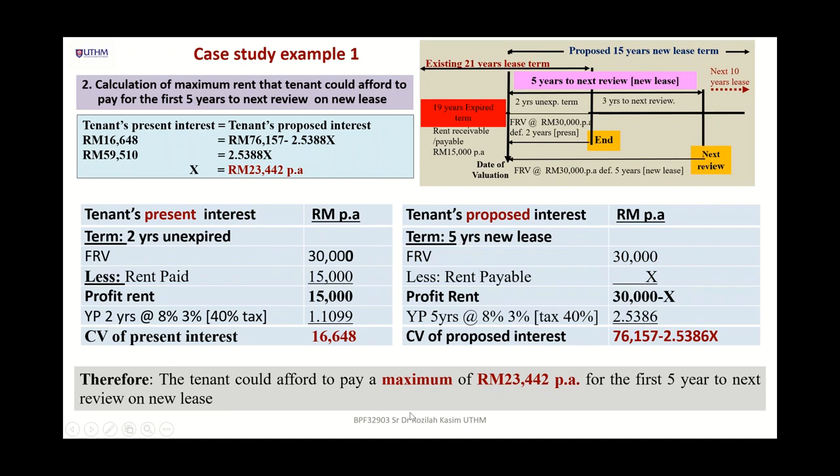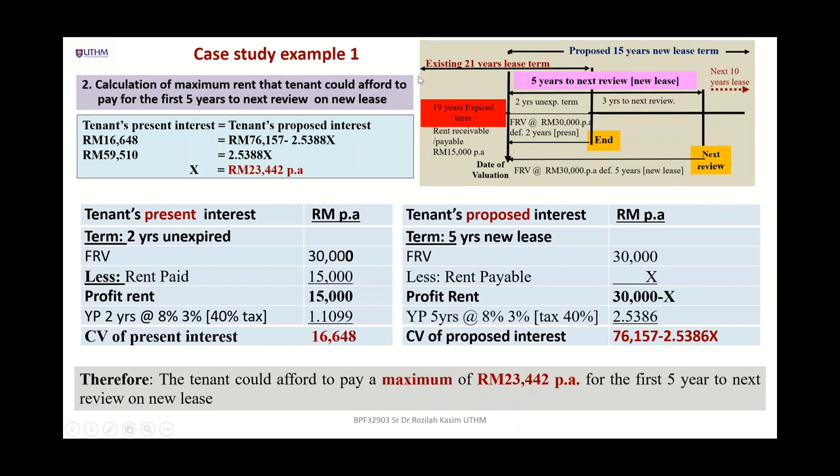Okay, and then we go to the second calculation, of the tenant's. For this second calculation, we calculate the maximum rent that the tenant could afford to pay, or the maximum rent that the tenant is willing to pay for the first 5 years to the next review on the new lease. Okay, based on the working diagram here.